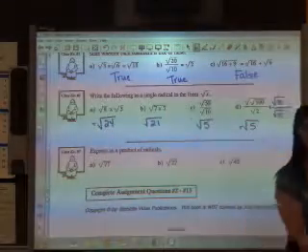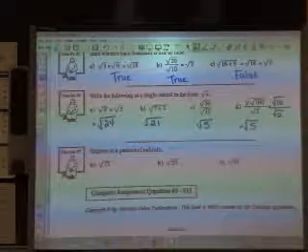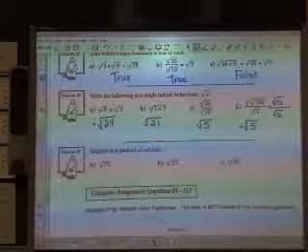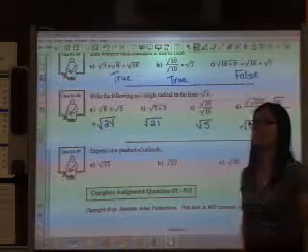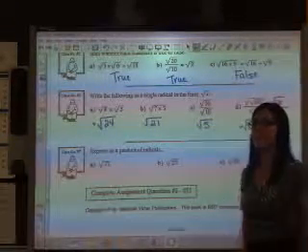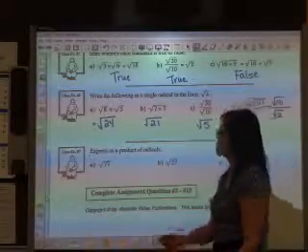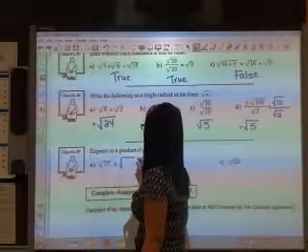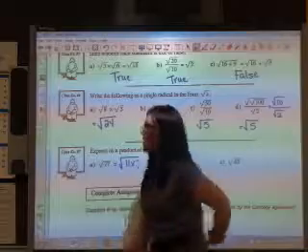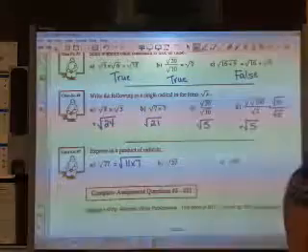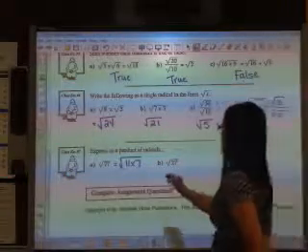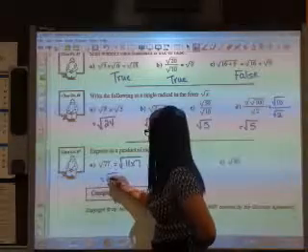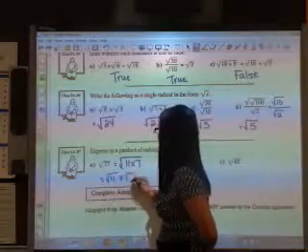Express as a product of radicals. How could I take 77, or the square root of 77, and write it as a product of two radicals? What would I get? 11 times 7. Can I write 7 times 11? Yep. So then I could split this up, the square root of 11 times the square root of 7.